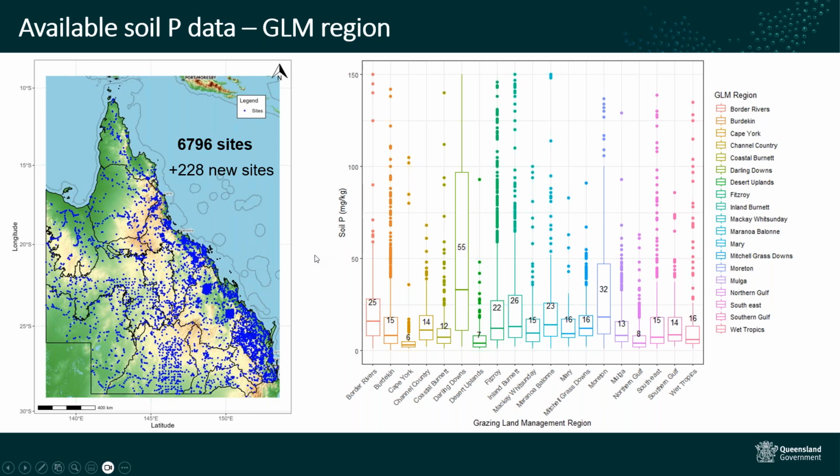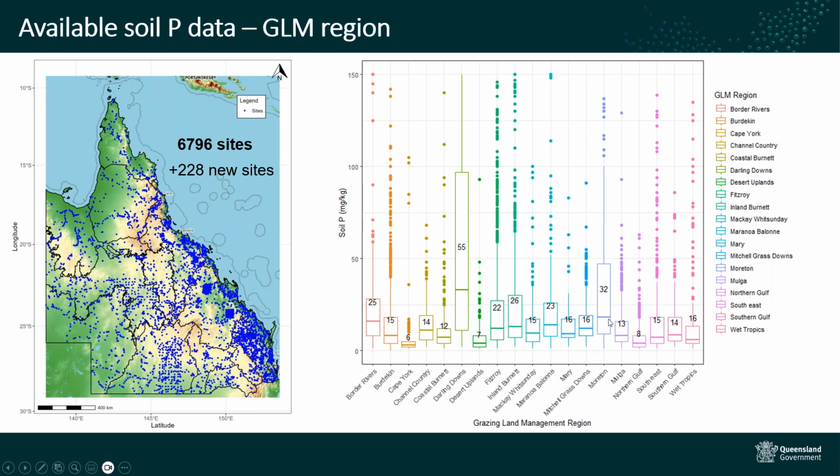And what we see here on the right is a graph of the soil phosphorus variability for each grazing land management region, which are the different colors, or you can look at the labels at the bottom. And commonly we see that the Darling Downs has a very high median phosphorus level, but a very large range of variability. When we come to the Cape York region, as well as the Northern Gulf and the desert uplands, we are getting much lower median concentrations.